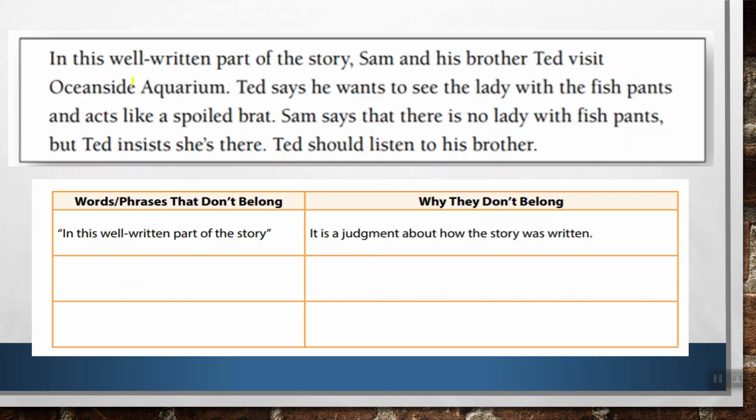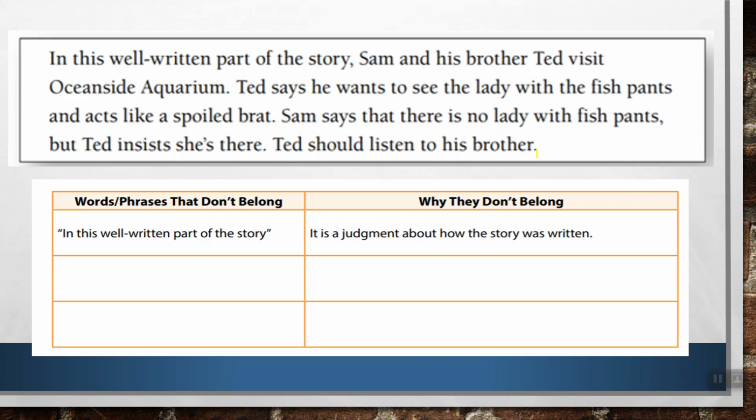They wrote, in this well-written part of the story, Sam and his brother Ted visit Oceanside Aquarium. Ted says he wants to see the lady with the fish pants and acts like a spoiled brat. Sam says there's no lady with fish pants, but Ted insists she's there. Ted should listen to his brother.